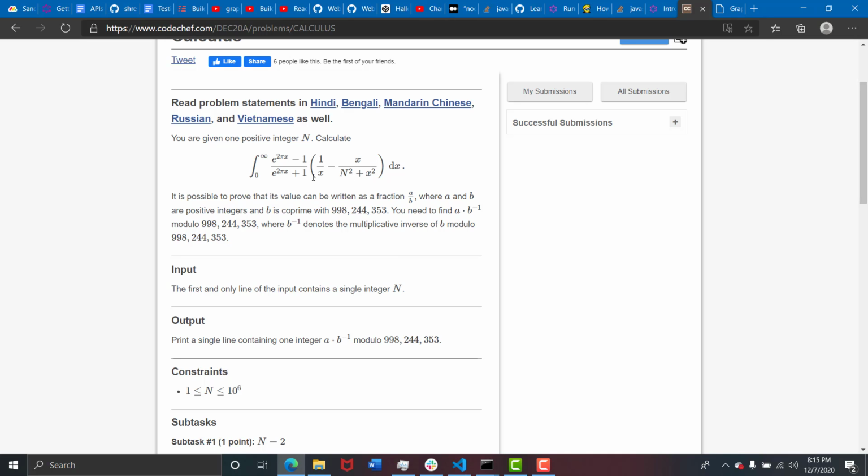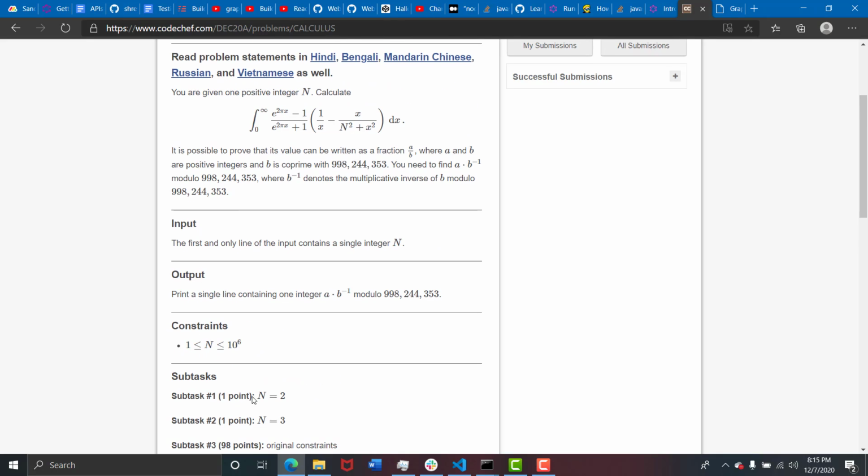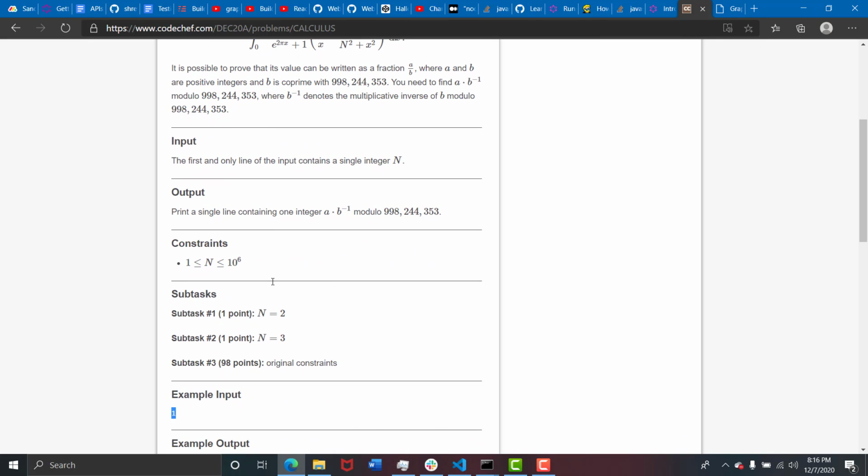This is because for n equals 1, this becomes 1/x minus x/(1 + x^2). So taking the denominator and simplifying it, you can easily get to the answer.